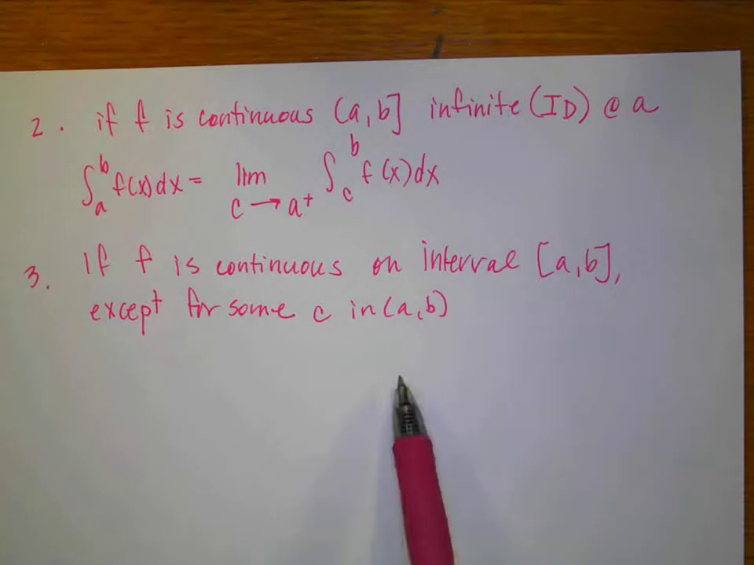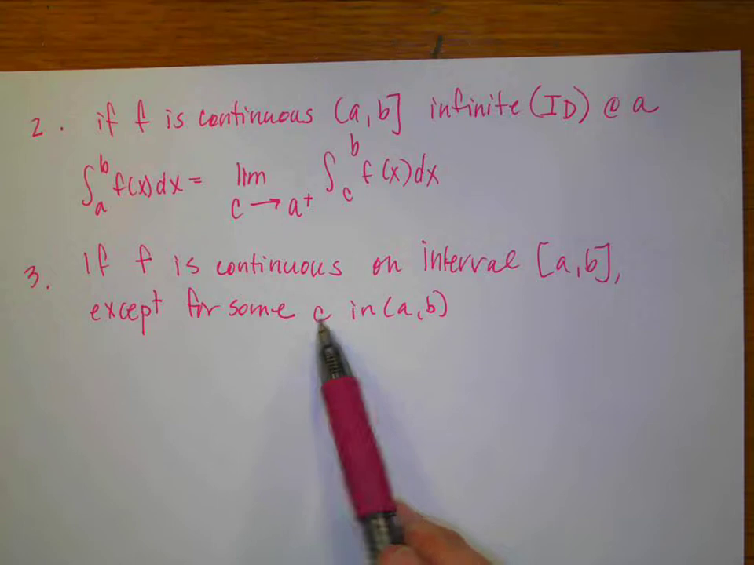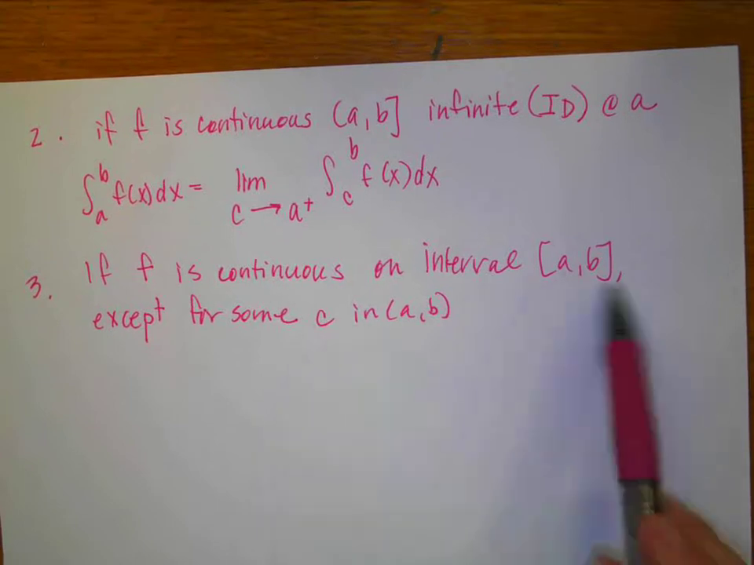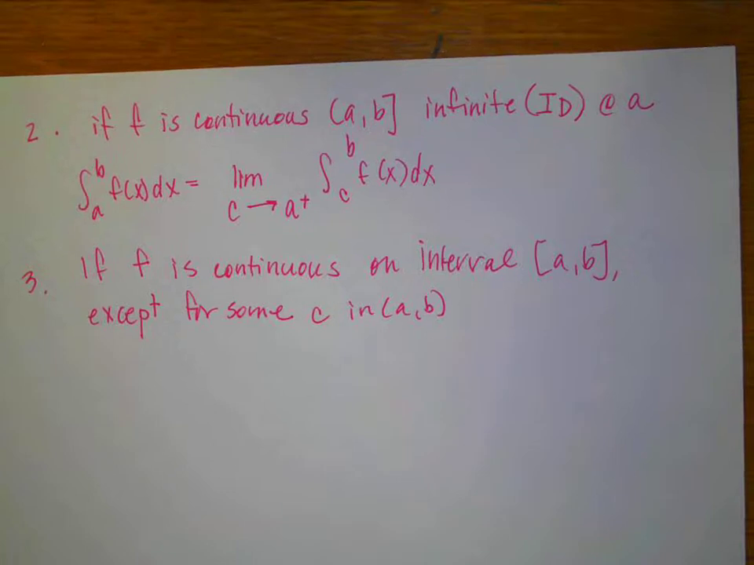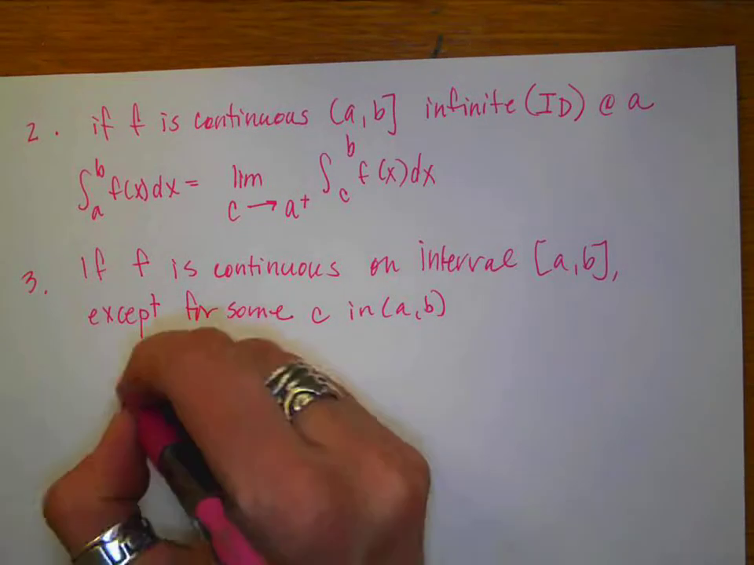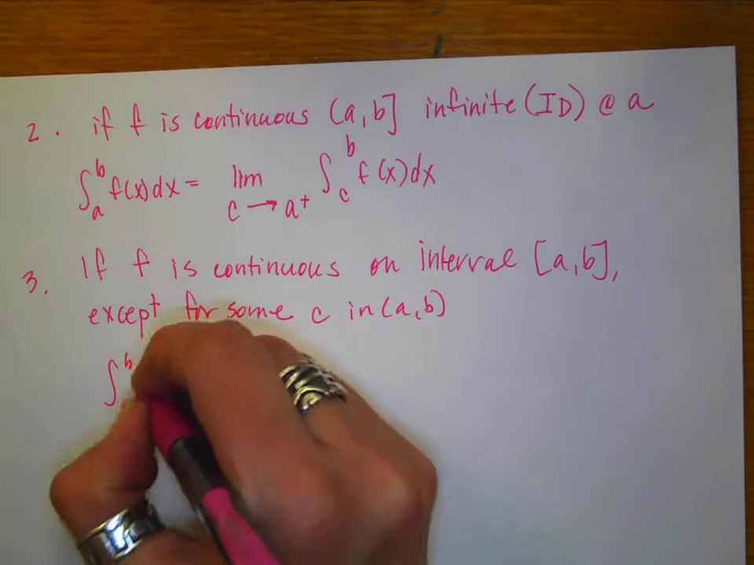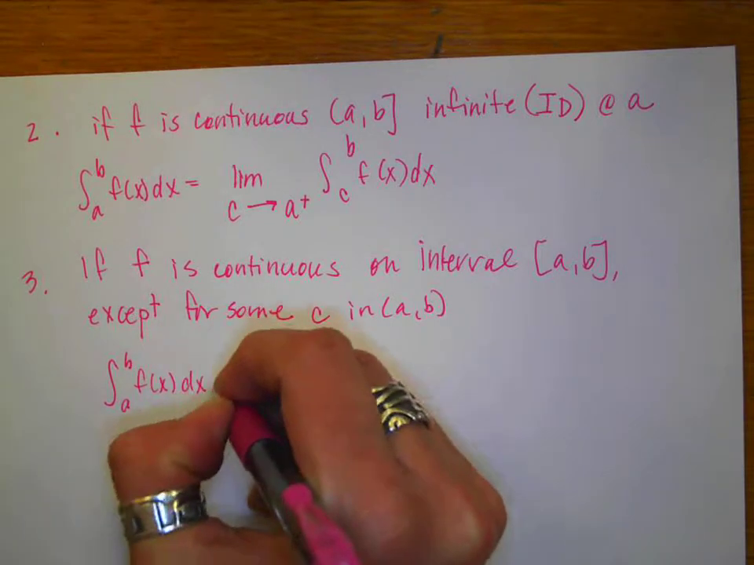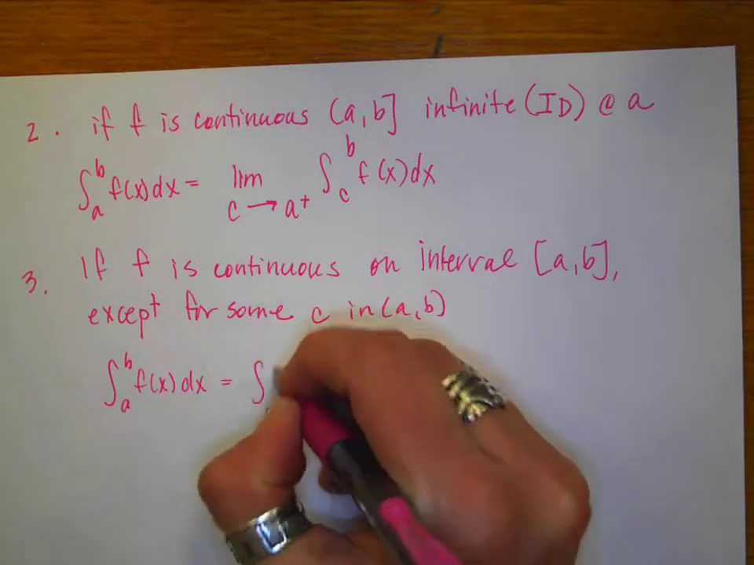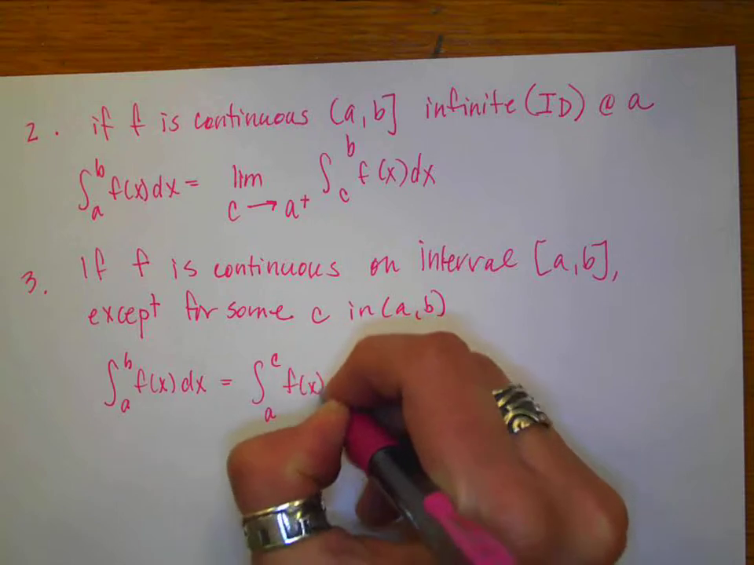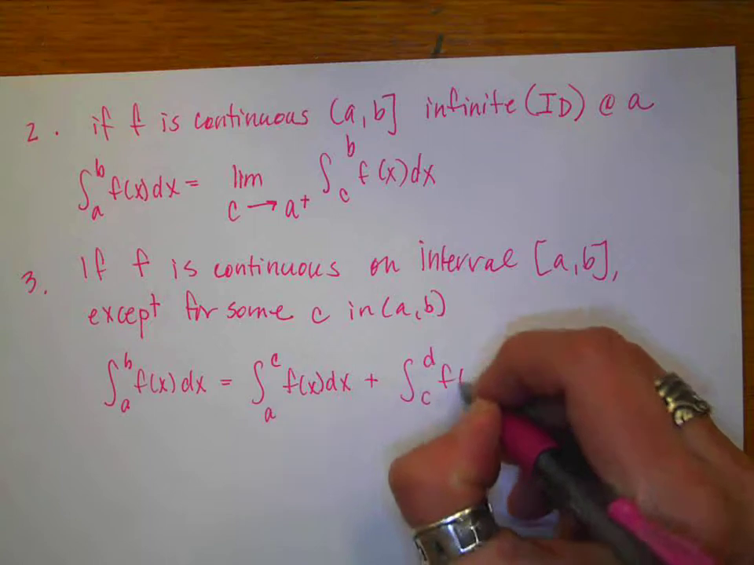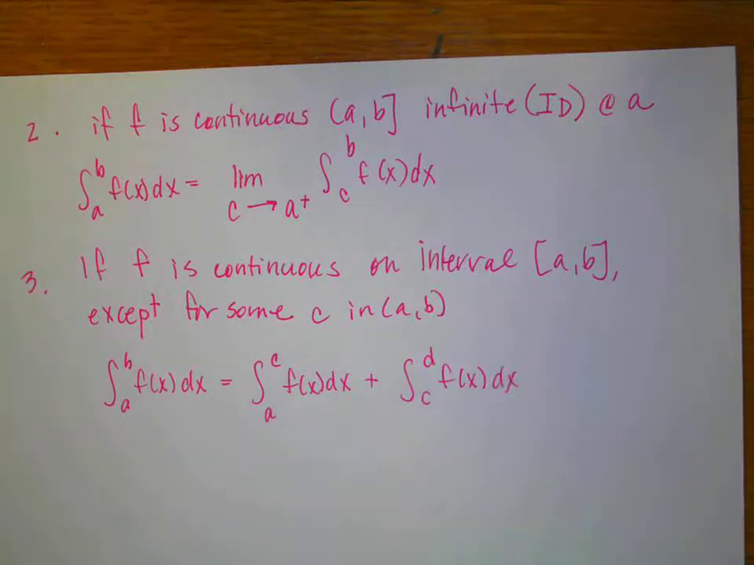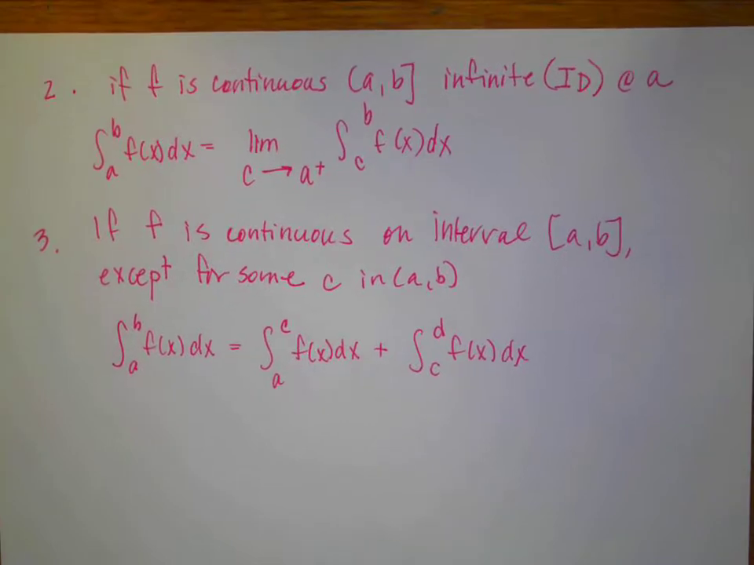So this means that in this situation, I'm going to go on both sides of a discontinuity, so that's going to affect my integral. It's going to look like the integral from a to b of f of x dx is going to equal the integral from a to c of f of x dx plus the integral from c to d of f of x dx.